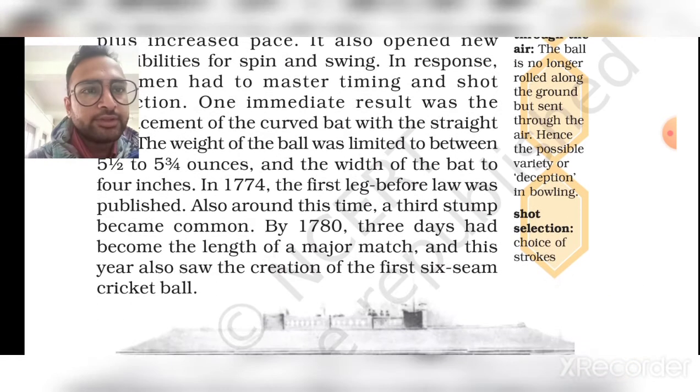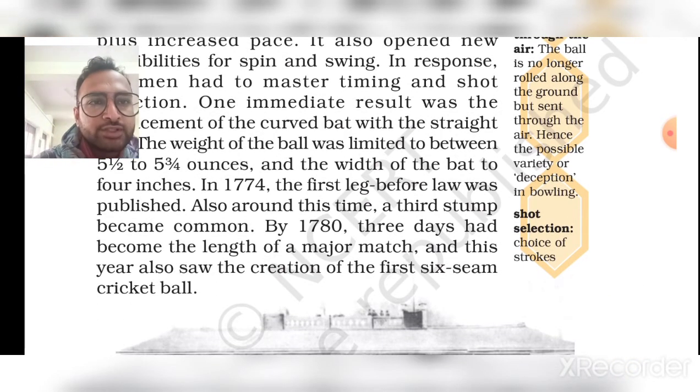In 1774, the first leg before law was published. Leg before means LBW. Also around this time, the third umpire became common. Third umpire means the third person sitting upstairs who will decide if the dispute is not solved by the 2 umpires on the ground. By the 1780s, 3 days had become the length of a match, and this year also saw the creation of the first 6-seam cricket ball. 6-seam means there are seams over the ball.